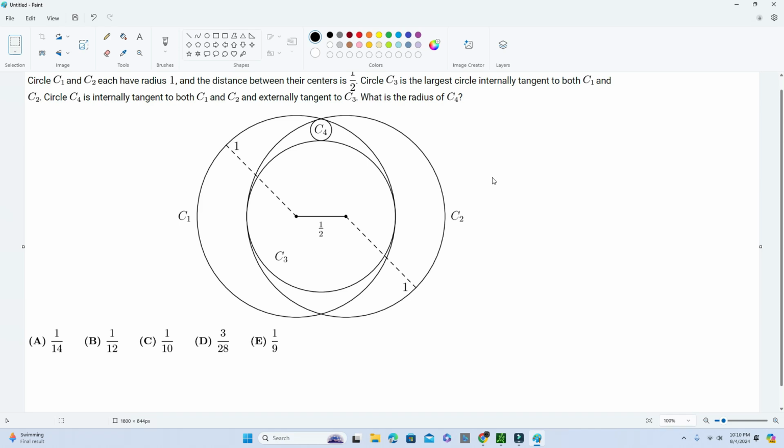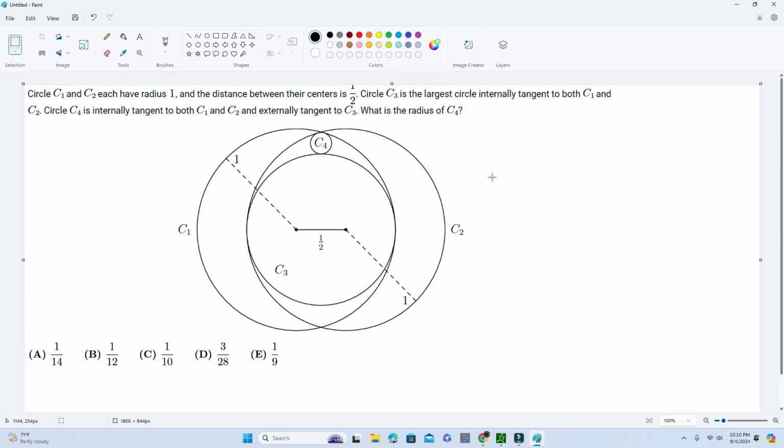Circles C1 and C2 each have a radius of 1, and the distance between their centers is half. Circle C3 is the largest circle internally tangent to both C1 and C2. Circle C4 is internally tangent to both C1 and C2 and externally tangent to C3. What is the radius of C4? And the answer choices here are A, 1 over 14, B, 1 over 12, C, 1 over 10, D, 3 over 28, E, 1 over 9.